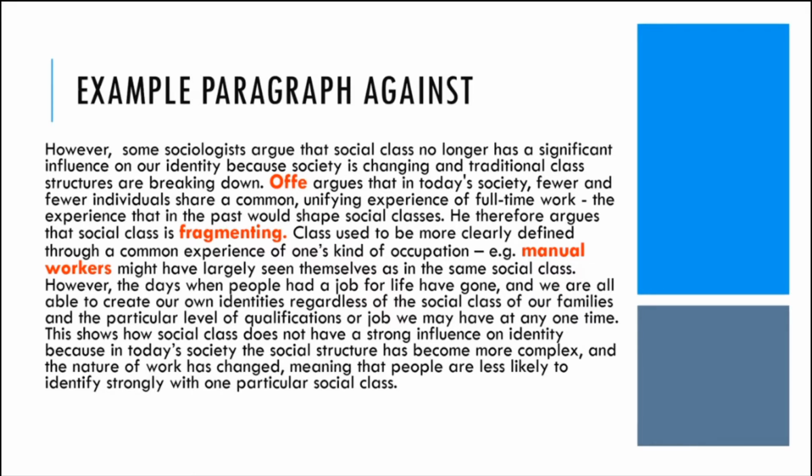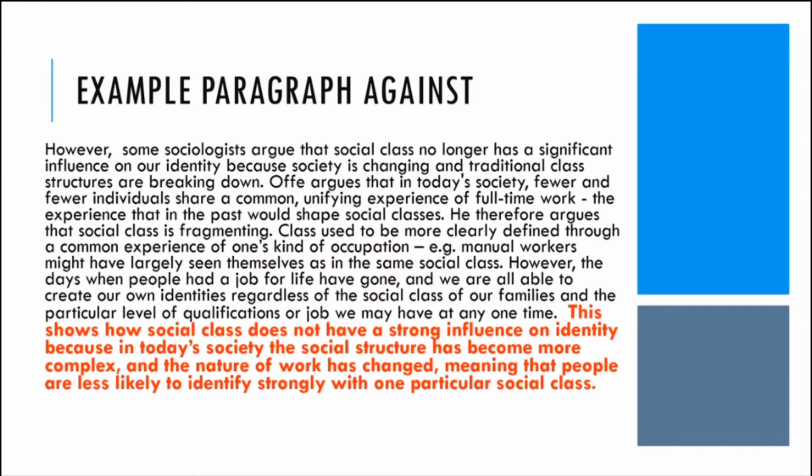The student uses some concepts to back up their evidence, and this would be the evidence and the explanation, the EE of the Peel paragraph. And then finally, the student links back again to the question by saying that social class doesn't have such a strong influence on our identity because the structure of society has become so much more complex and work has changed, meaning that people are less likely to identify strongly with one particular social class. So this is an example paragraph against.